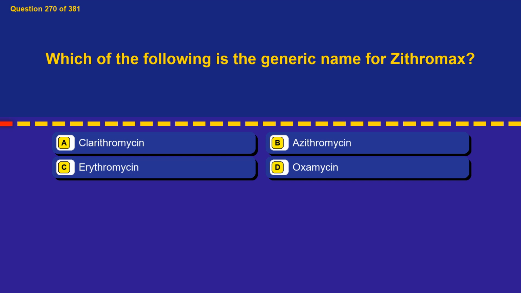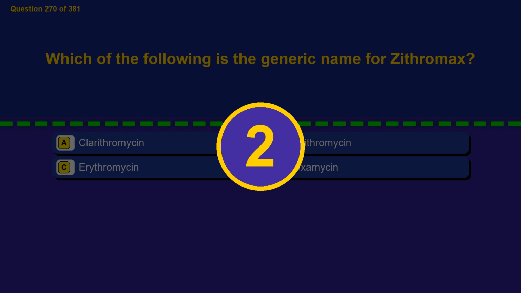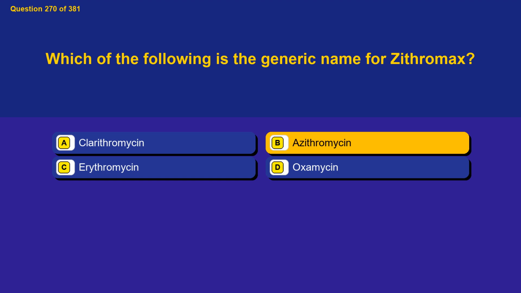Question 270. Which of the following is the generic name for Zithromax? Option A, clarithromycin. Option B, azithromycin. Option C, erythromycin. Option D, oxamycin. The correct answer is option B, azithromycin.